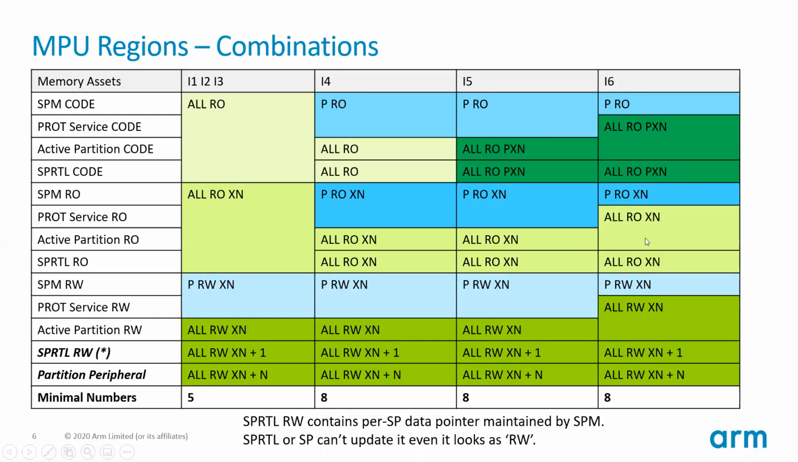So here is the list of the combinations of the region attributes, and the minimum number is still 8 without any peripheral. If we need a peripheral, then we need to add more regions for the peripherals. So that's the table.